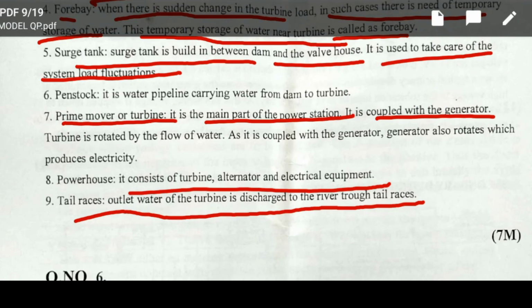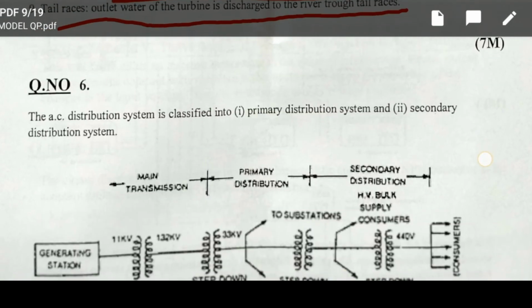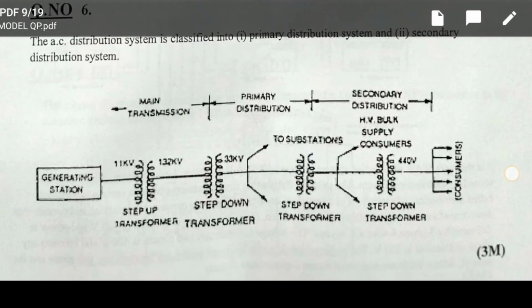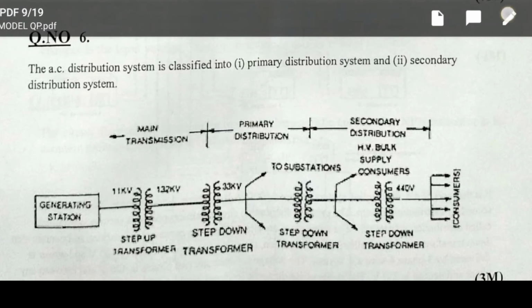Coming to another question, AC distribution, primary and secondary. What is primary, what is secondary? Voltage is generated in the power station or generating station, where power will be generated.